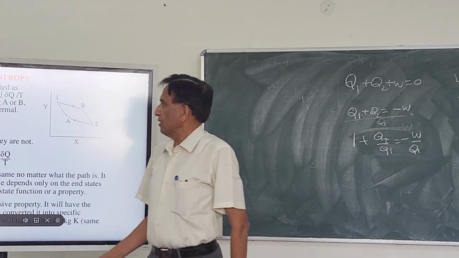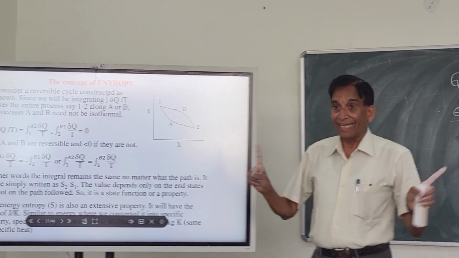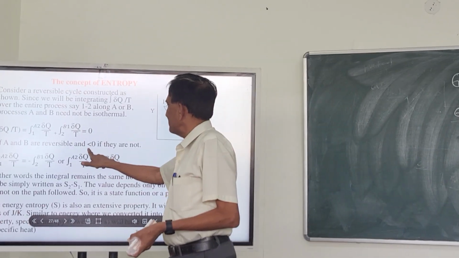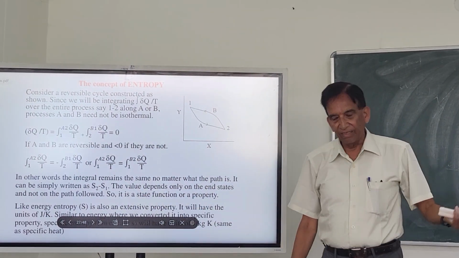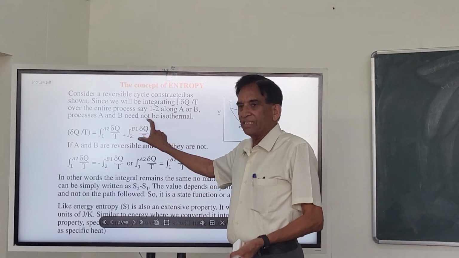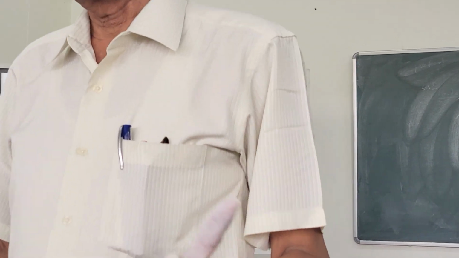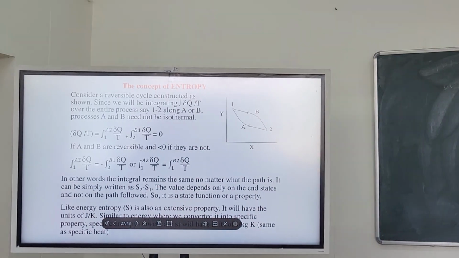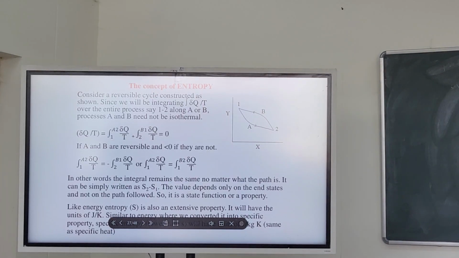Okay? So now, if A and B are both reversible paths, the cycle will be reversible. So it is equal to 0; if it is not reversible, if one of them is not reversible, it is less than 0. So now, okay, from here, that is the second law, the Clausius inequality we are writing for a cycle. Okay? Clear? Now, let us do the algebra.